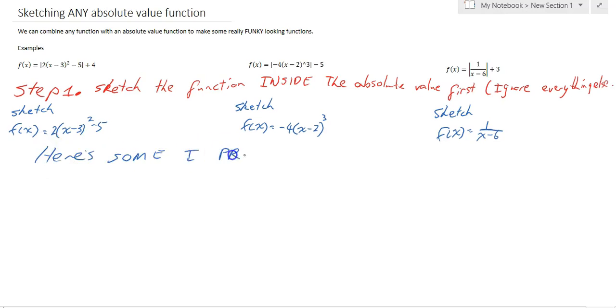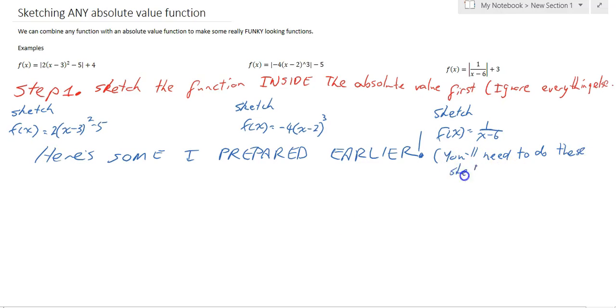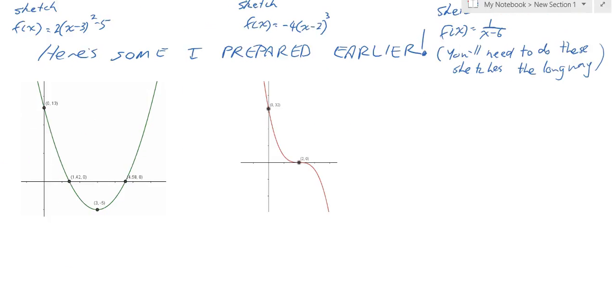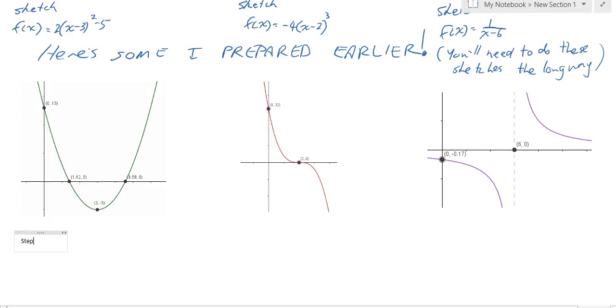Now, I'm going to do this just with my ClassPad type thing, but you'd have to do this by hand. So I'm going to do quick sketches here. You know, x-intercept, y-intercept, asymptotes. Here's a sketch, here's a sketch, here's a sketch. Now reminder, you've got to do that by hand. You can't use your ClassPad for that. But it's nothing that you're not capable of. Okay, step 2.